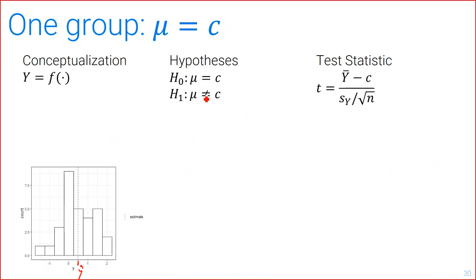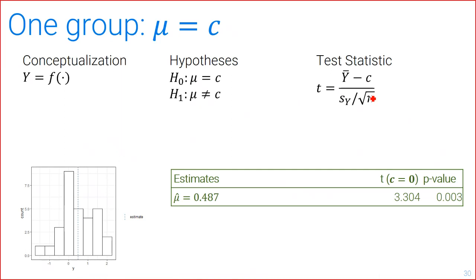We can run a test. In this case, it would be again a t-test. And you see here how to compute it, as usual. So we have the observed value, the value that we're testing against, the standard deviation of the data, and the number of observations. And this in particular is the standard error of the mean, which we saw a few lectures back.